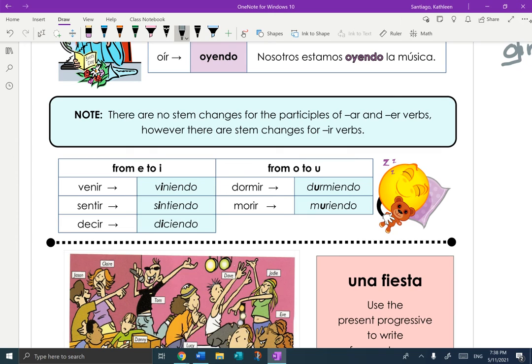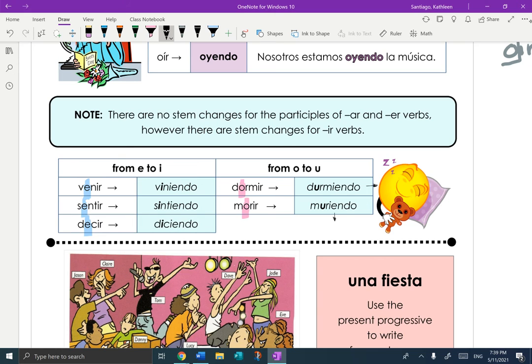So let's just look. These all end in IR. And here, these three are going in the stem from an E to an I. From this E is going to change to an I. So venir becomes viniendo, sentir sintiendo, decir diciendo. These, we're going to have the O go to a U. So dormir, durmiendo, morir, muriendo. Let me just put a couple of little notes next to these. So dormir, durmiendo is this picture. So we know that's sleeping.